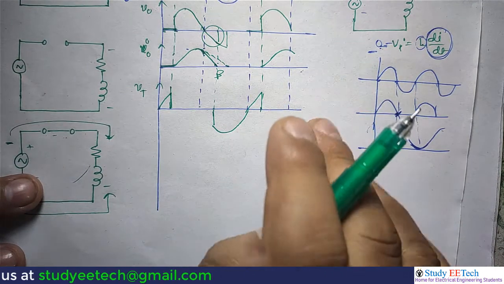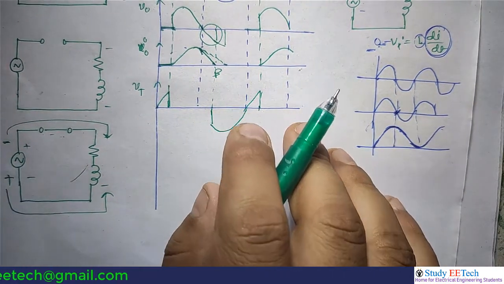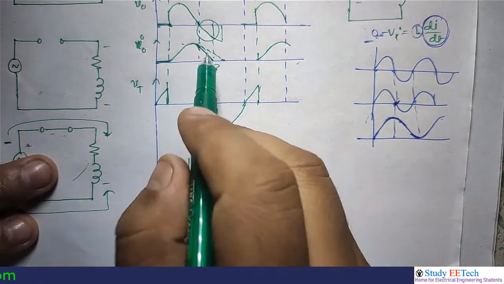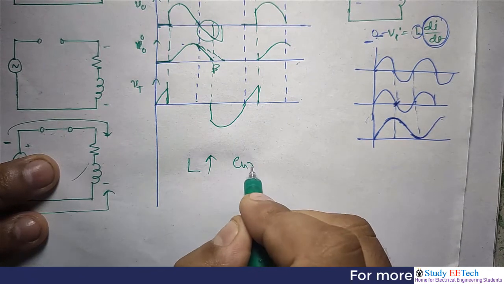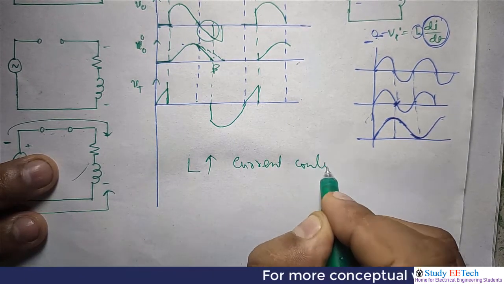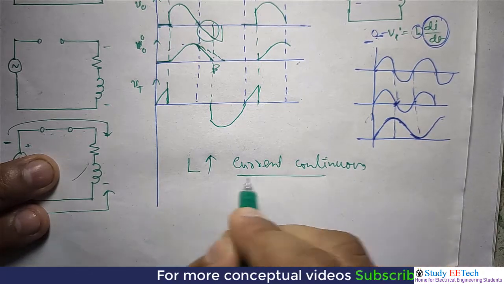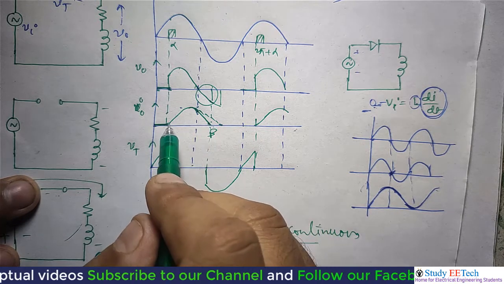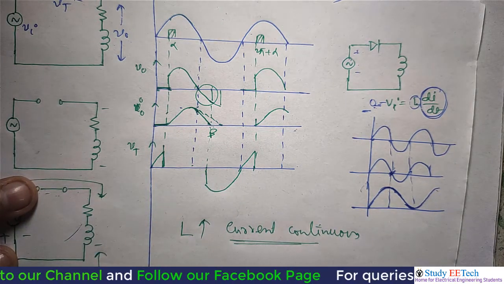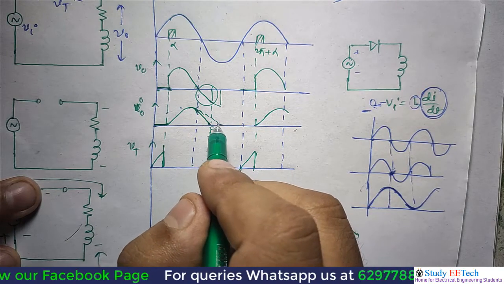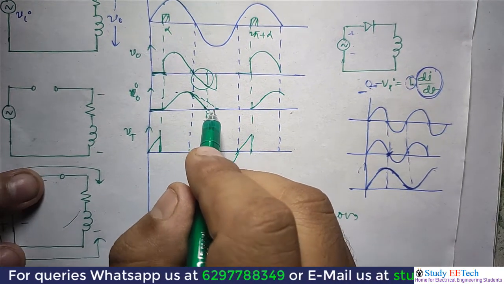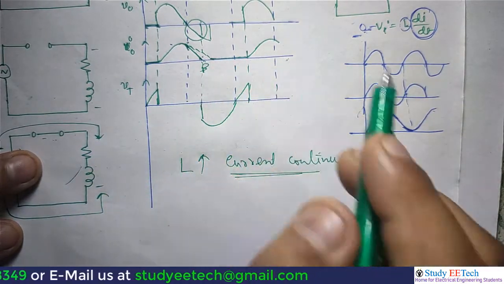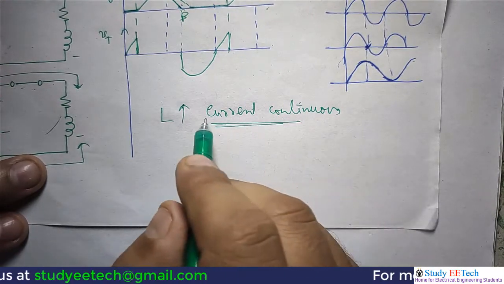Now one thing we can observe from here is that as the inductance increases, the current becomes continuous. The point is that the current has to be continuous, because this sort of conduction is called discontinuous conduction, and discontinuous conduction is not appreciated. We need a continuous conduction. Continuous conduction means there will be no zero duration of the current. So these are the discontinuous conduction.